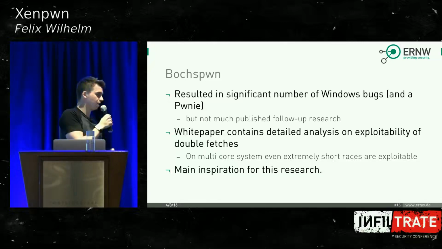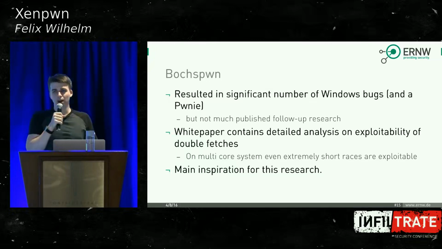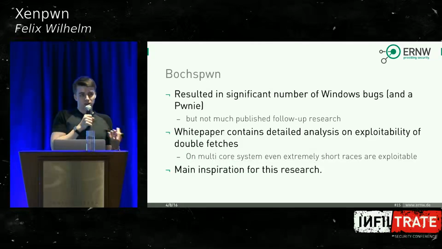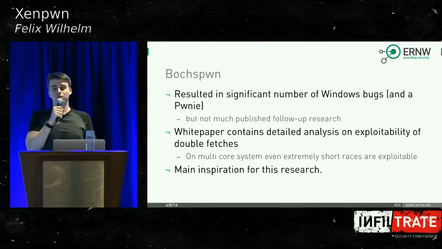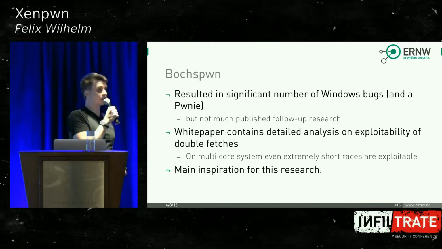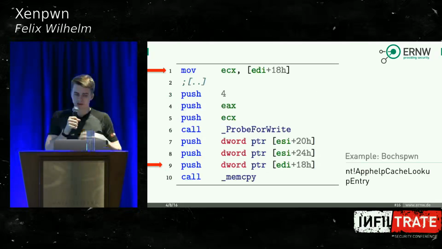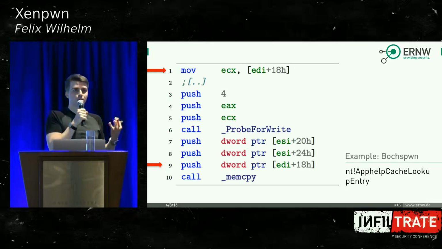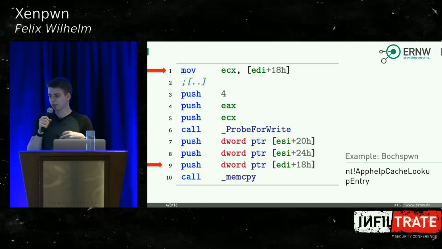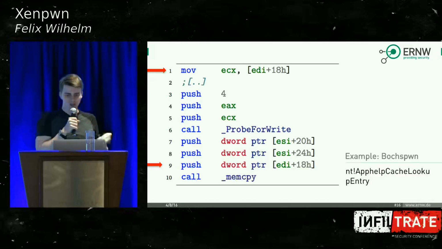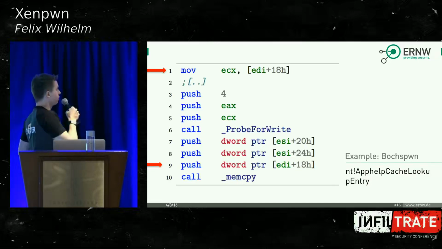And as the name of my talk suggests, of course, Bochspwn is the main inspiration for this research. So the core idea was basically to use the approach from Bochspwn, but targeted against these para-virtualized device interfaces. So this is another example of a bug found by Bochspwn. It's in the Windows kernel ApphelpCacheLookupEntry function.